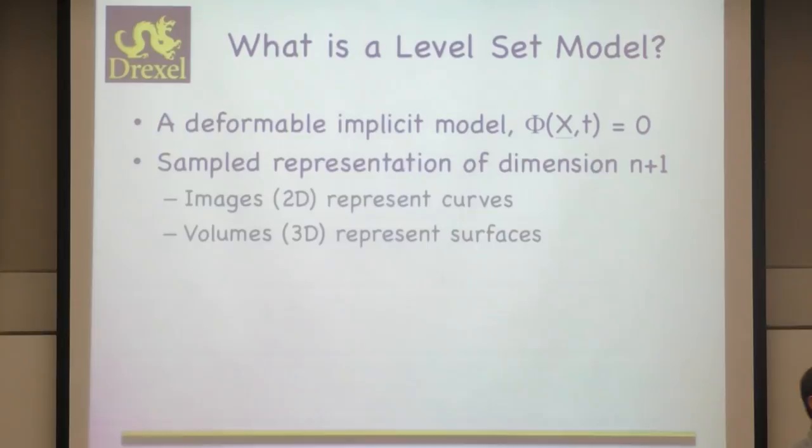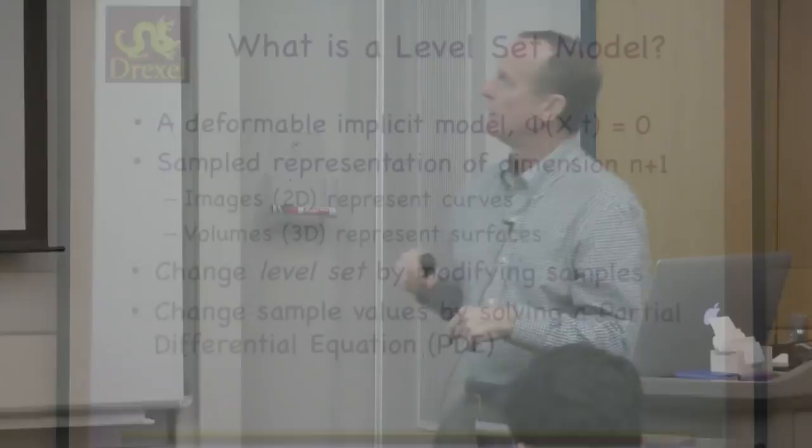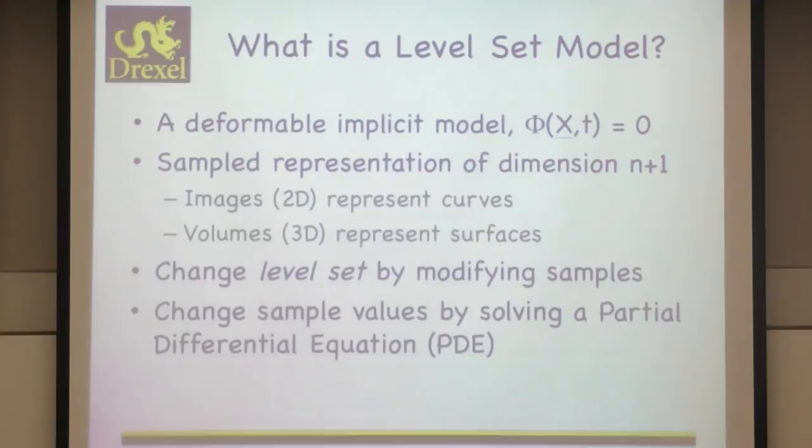The underlying representation of a level set is actually a sampled representation. So the representation is n plus one: it's one dimension higher than the thing you're trying to represent. You use images to represent curves, and you use 3D volumes to represent surfaces. The way you change the level set, the surface that's embedded in that sample, is you change the values of the samples. This is an implicit representation, not an explicit one. So you're implicitly changing this curve or surface by changing the underlying values. And the way you change those values is that there's a partial differential equation that you solve to evolve the values in your representation.